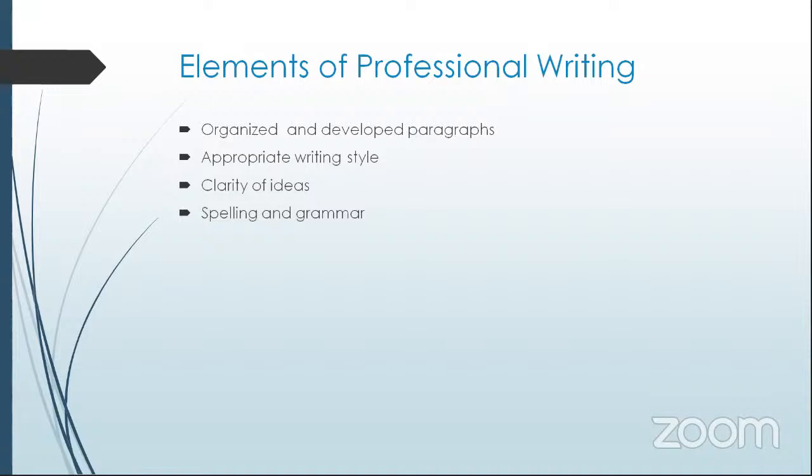Okay. So in addition to organized and developed paragraphs, what else do you find in professional writings? What are the other elements? You see appropriate writing style. Again, you will have a detailed discussion on what you mean by appropriate writing style, and how you do that. Same goes for clarity of ideas, and the last is spelling and grammar. A lot of this spelling and grammar part is going to be covered in your English 2 course. That should be helpful.